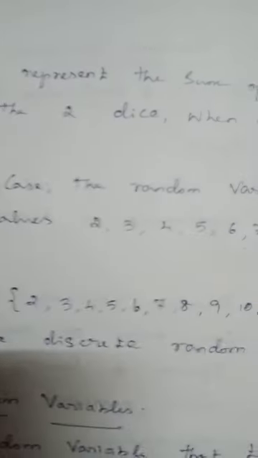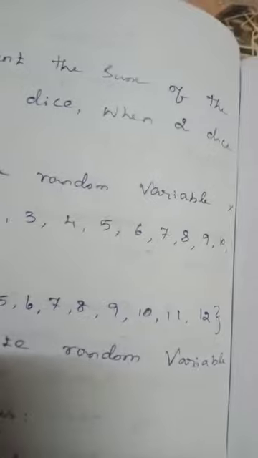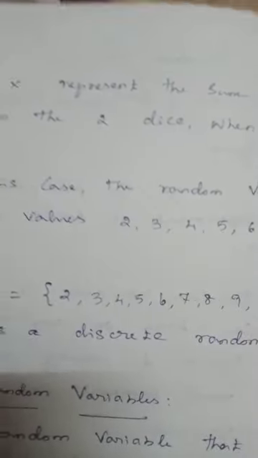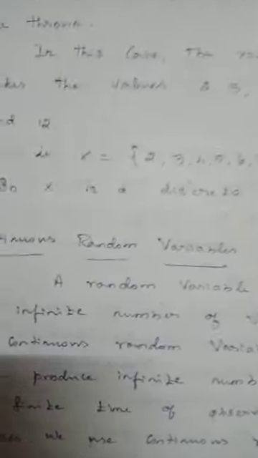This is the random variable capital X, written as capital X equal to the set of all values 2, 3 up to 12. So X is a discrete random variable. Why do we call X a discrete random variable? Because we have only finite values, that is from 2 to 12. That is why it is called a discrete random variable. Hope you understand that.